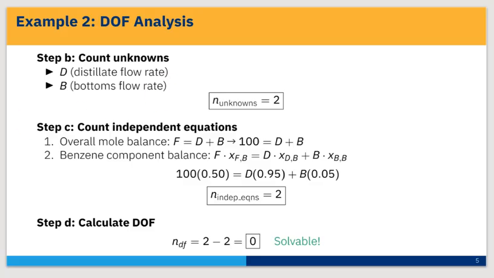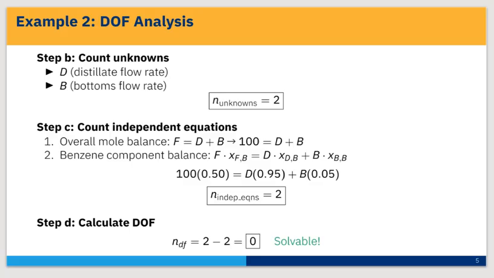Step C is to count the independent equations. Since we have two components, benzene and toluene, we can write two independent material balance equations around the column. One is the overall mole balance, so moles in must equal moles out. The feed F equals the distillate D plus the bottoms B. With the known feed rate, that is 100 equals D plus B.